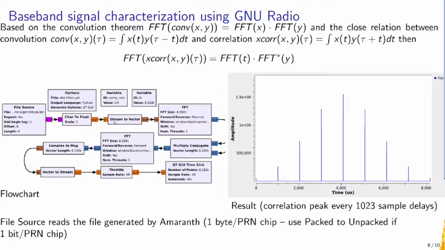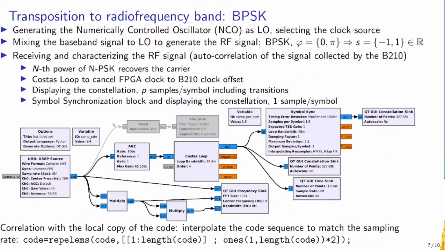So we need to do two things in the FPGA to achieve this result. On the one hand, we need to find a way of generating the numerically controlled oscillator, the NCO, which will act as a local oscillator at several tens to 100 megahertz. And we need to implement the information on this carrier.